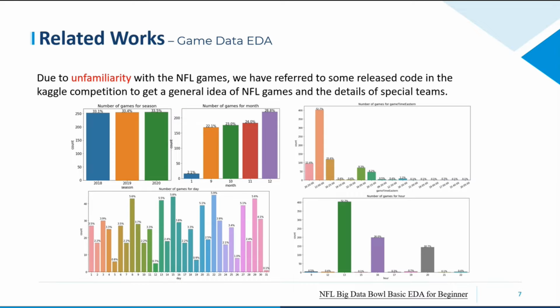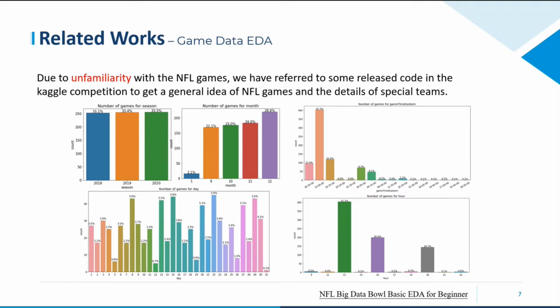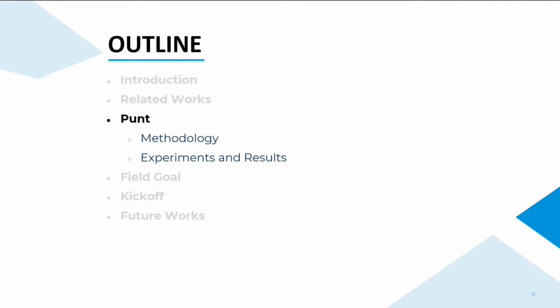The related work mainly focuses on data visualization and some simple EDA process. The following parts are from the related work, which make data visualization on game data and player data. For example, number of games in each season, each month, and each day. After following some processes conducted in the related work, we found that there is more useful data in the play dataset and PFF scouting dataset. Therefore, we turn our attention to those datasets and make use of them to analyze certain special teams plays. The first special teams play we analyze is punts.